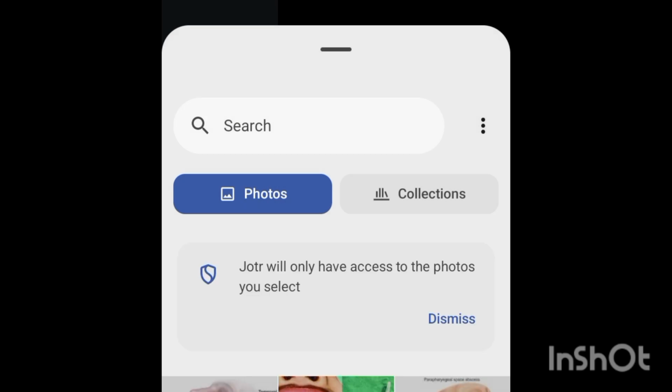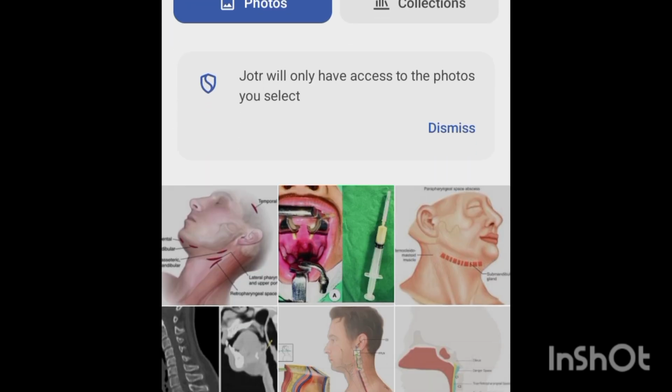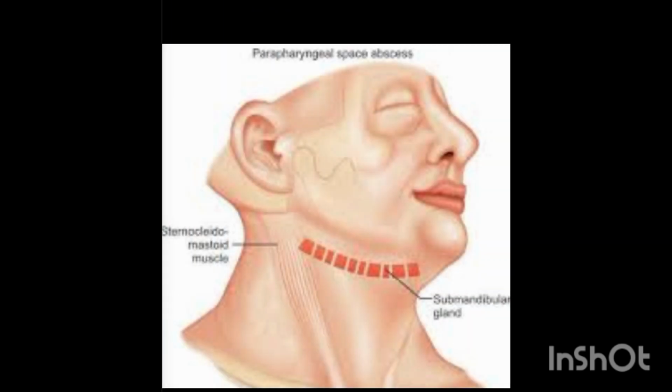Let me show you with the picture. In case we have a low abscess formation, we approach it at the anterior border, and in case we have a high abscess formation, we approach it at the posterior border of the sternocleidomastoid muscle. So this is how we approach the retropharyngeal space.